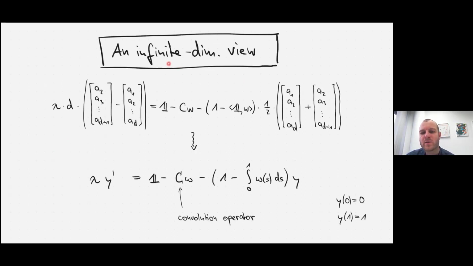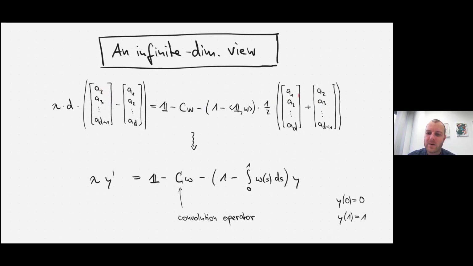Because what we're doing is we take an infinite dimensional view on this problem. So instead of looking at A as a vector, we will treat it as a function from the interval 0, 1, maybe, and we will call this function y. Now, this step is not rigorous. It is not a very formal thing to do, but it gives us a good idea.